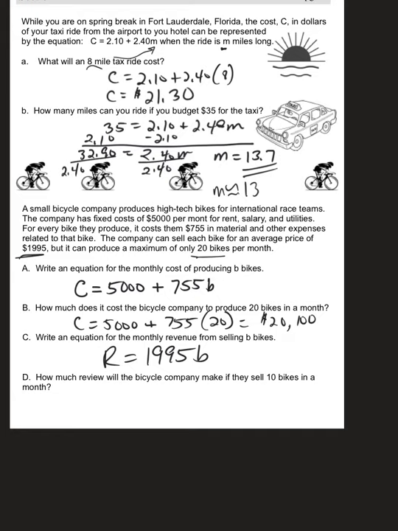How much revenue, goodness gracious, lots of autocorrect going on here. How much revenue will the bike company make if they sell 10 bikes in a month? So if I were to substitute in 10 for B, then the company would bring in $19,950. That's for selling 10 bikes in a month. So you can imagine if it's 20, it would be double that, and that's pretty good income. Let's go to the next page.